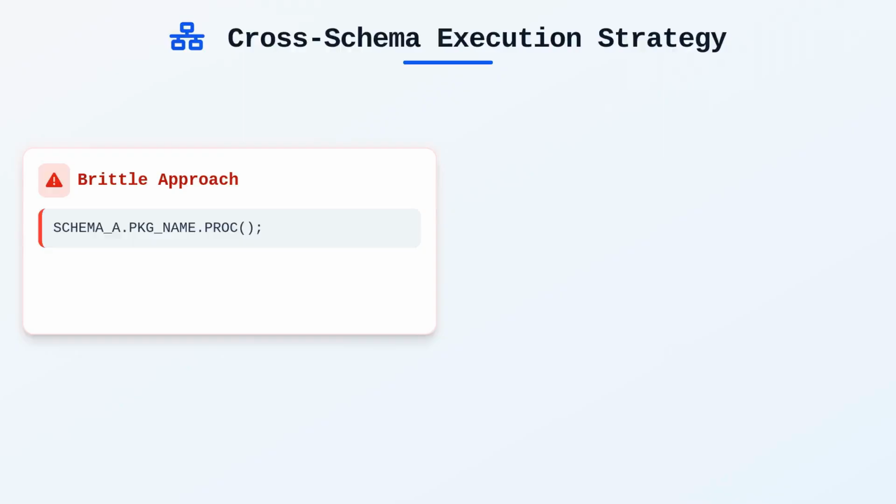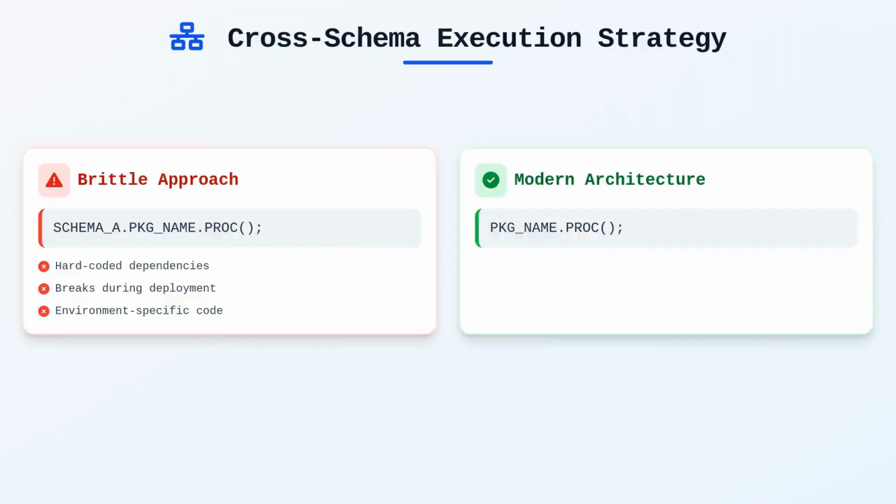Consider the practical scenario of a PL SQL package attempting to execute a procedure located in a different schema. Without a public or private synonym in place, the developer would be forced to use the fully qualified schema dot package name notation. This creates a brittle dependency that breaks the moment we deploy across different environments or change our schema naming conventions. By creating a synonym for the package, the code remains clean, readable, and environment agnostic.